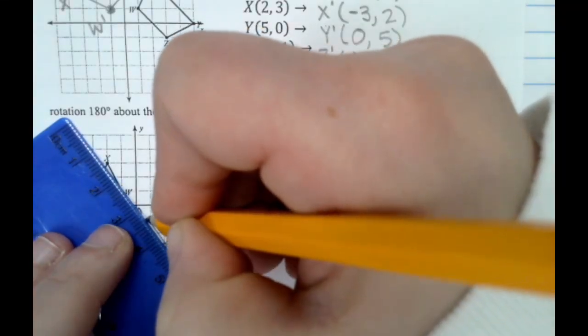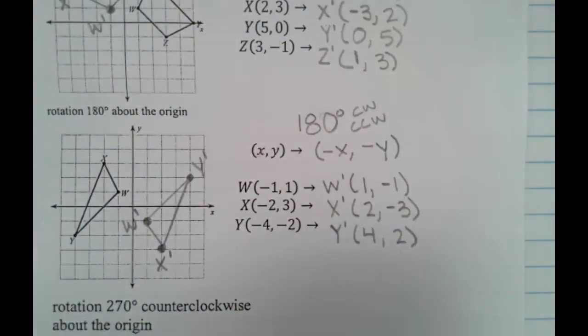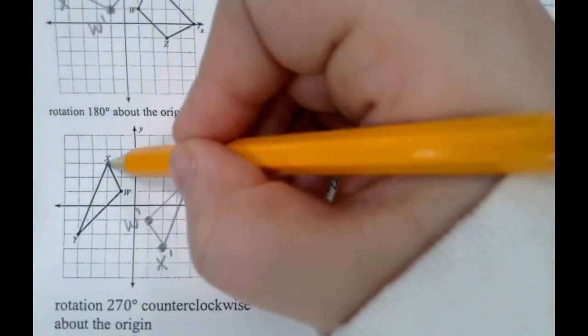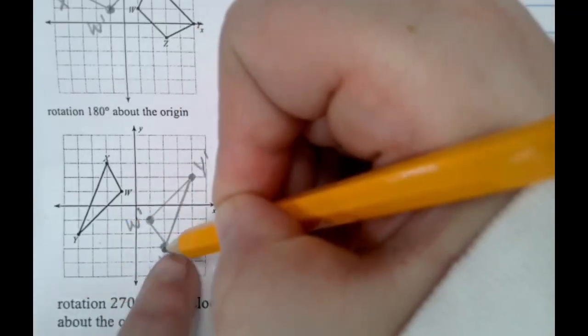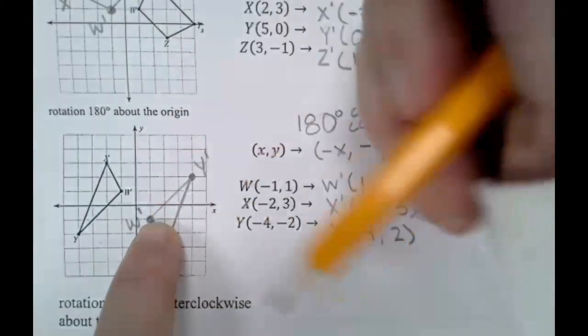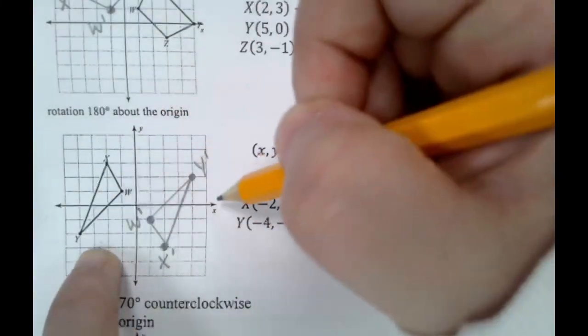So if I start in any quadrant and I have to go 180 degrees around my origin, how many quadrants do I need to travel? 2, yeah. So X starts in quadrant 2. It starts up here. And then how many does it travel over? 1, 2. W goes over 1, 2. Y goes over 1, 2.